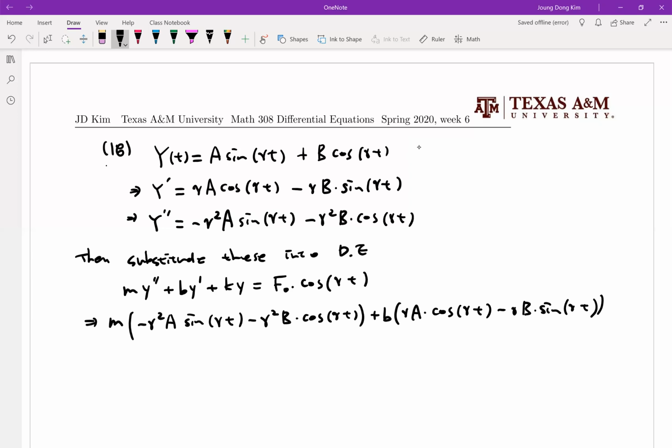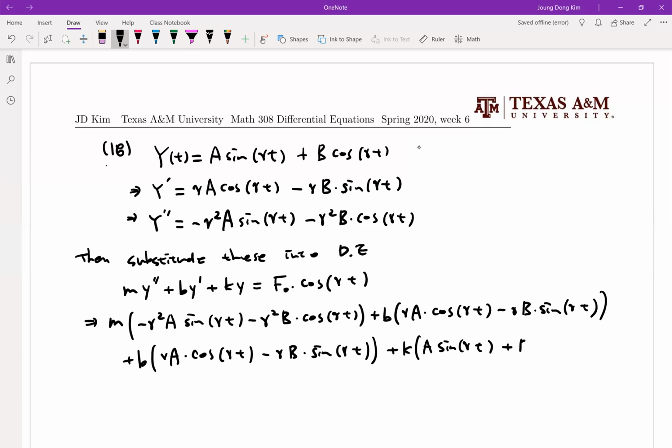Then, let me make a bigger parenthesis, plus b times y prime, which is gamma A cosine gamma t minus gamma B sine gamma t. And the third part, I hope I do not make any mistake for this one because this is online. I cannot communicate with you, which means even if you find my mistake, there's no way to fix it because I'm just recording my work right now. Sorry about that. It is equal to your right hand side, which is F0 times cosine gamma t.